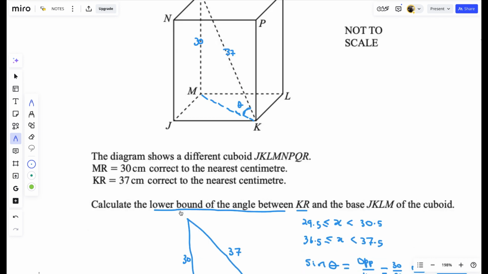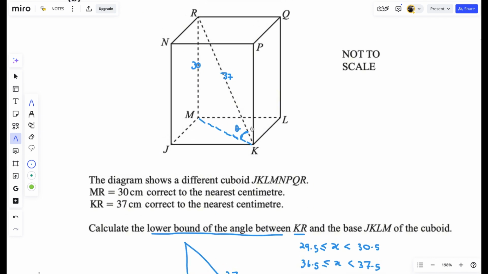Now it says M arrow is 30 centimeter. So we have to look for M arrow. Where's our M? M is here. Where's our arrow? Up. So it's 30 centimeter, and we put 30 centimeter on this vertical one. Now we say MR is 30 centimeter, correct to the nearest centimeter. KR is 37.